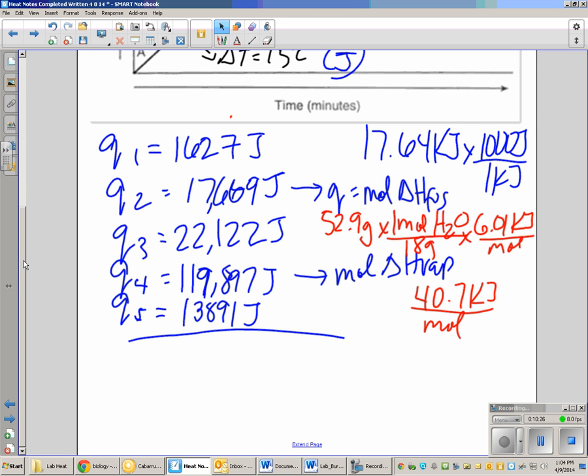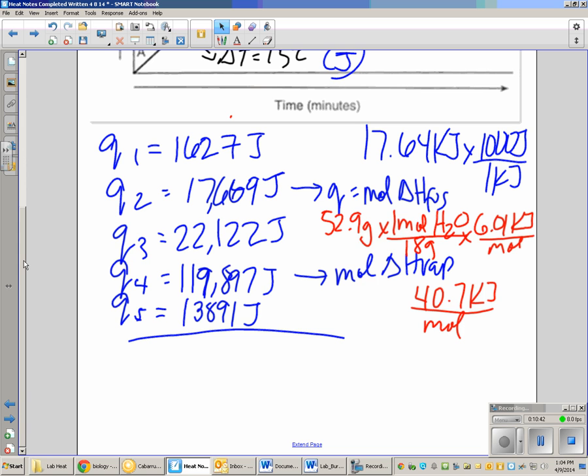40.1. I could have, or maybe I wrote a 7. It looked like a 1. I could have said it's 40.7. I'm sorry, so it's 40.7. It's 6.01. You know, my handwriting and stuff.